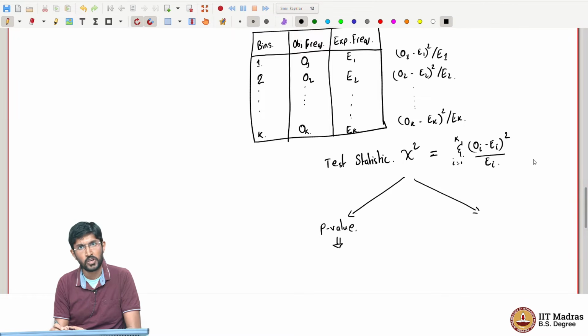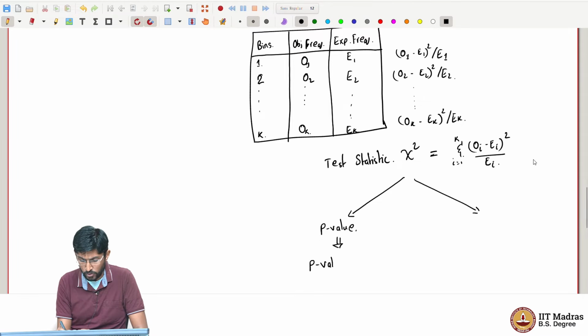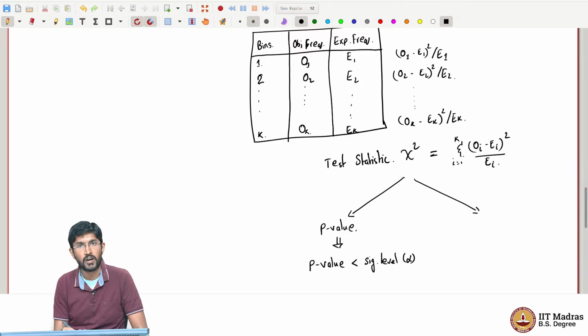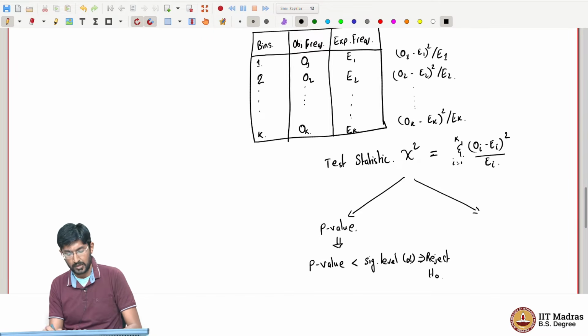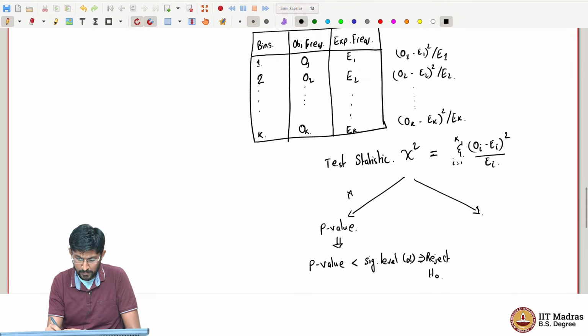I will not go into the computations since that is in your basic course, but you will compute the p-value, and if the p-value is lesser than your significance level, which is your alpha, you would conclude by saying reject H0. So that is going to be your conclusion. If your p-value is lesser than the significance level alpha that you are setting, then you will reject the null hypothesis. This is, let's say, method 1.